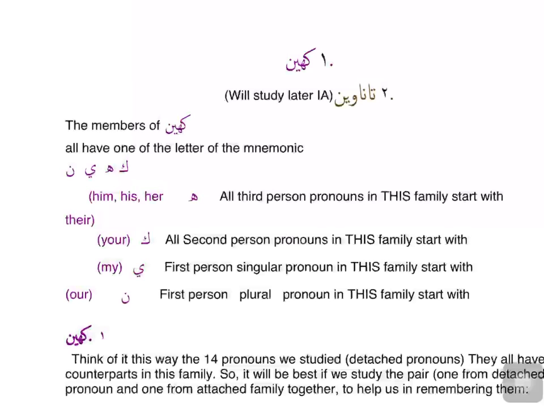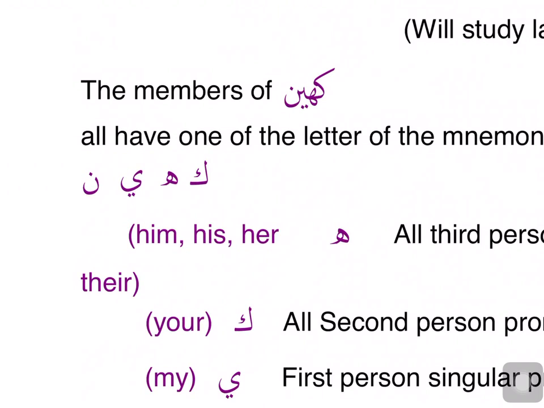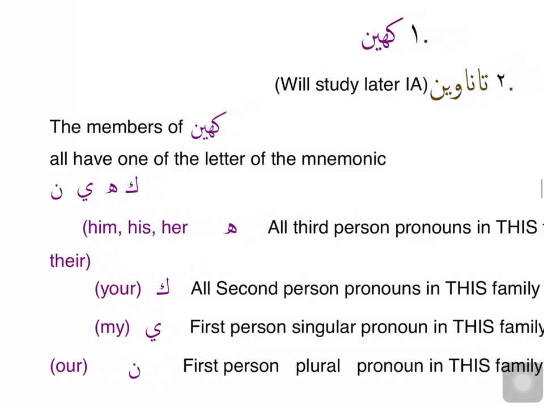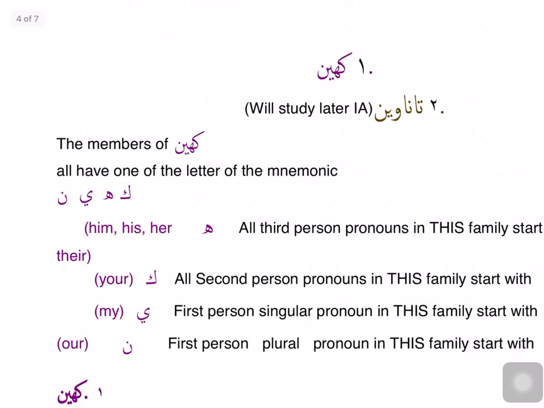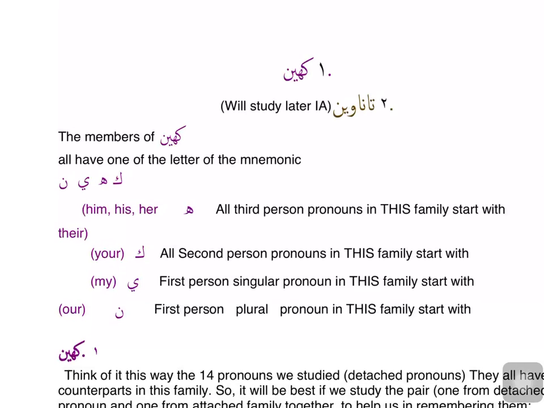And attached pronouns don't stand alone. They are always attached to another word as a suffix. And we divided them into two families, kahin and tanaween. The members of the kahin family are kaf, ha, ya, noon. Ha is for all third person pronouns in this family; they start with ha. Kaf, the second person pronouns start with ka. And ya is for the first person singular, and noon is for the first person plural.